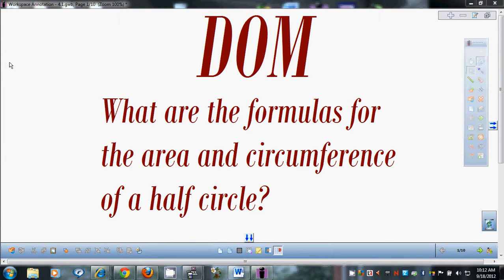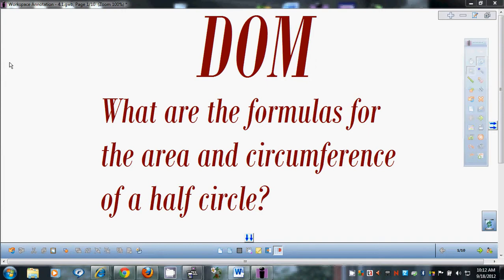Finishing that today. Let's get started. Who can tell me these formulas? Go. Basically, these two formulas are literally just yesterday's two formulas divided by 2.